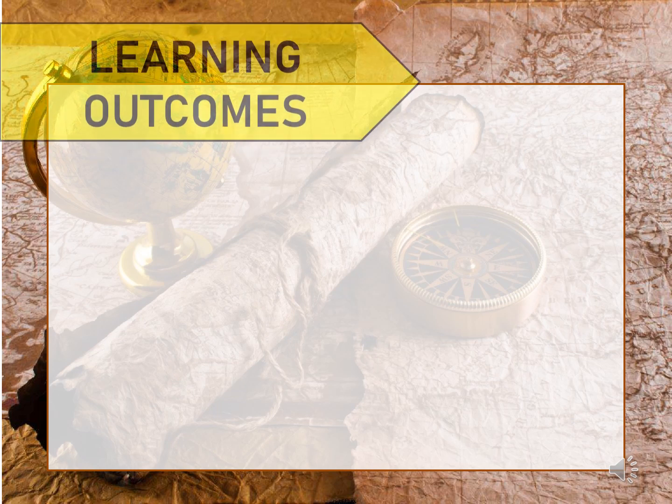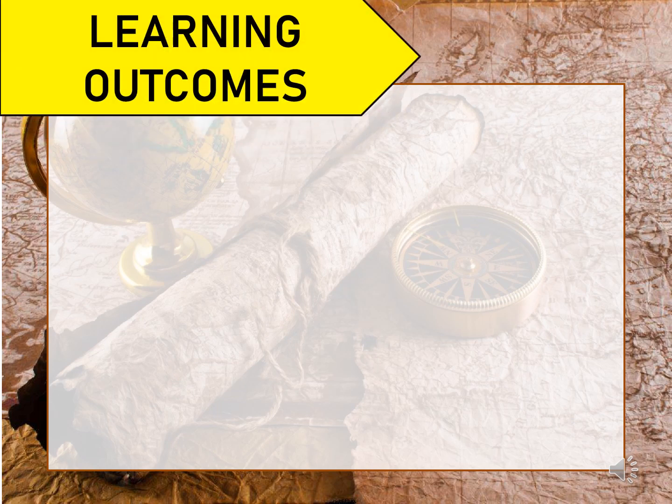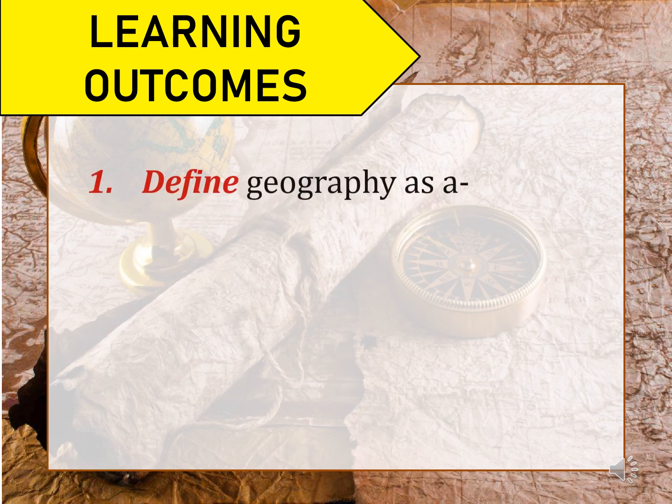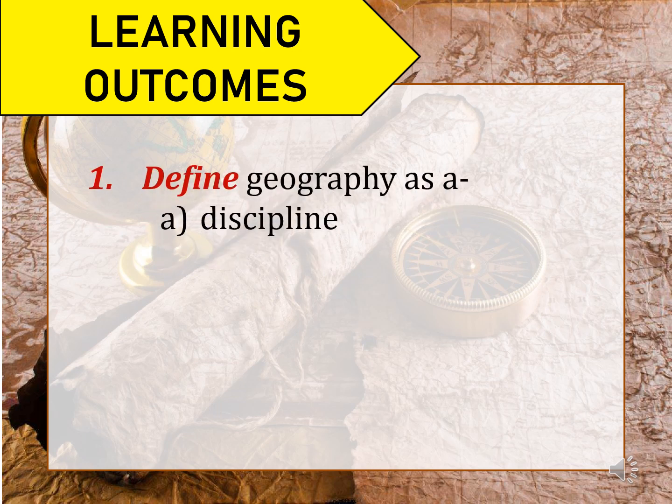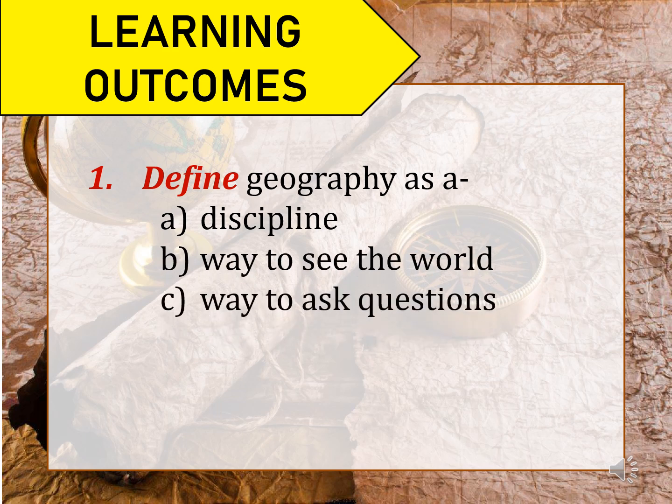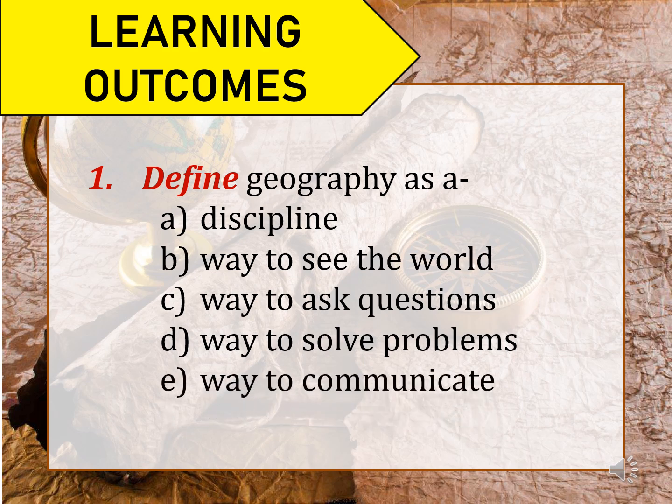Before we start with the content proper of this chapter, may I remind you of our learning targets or outcomes. These refer to learning expectations, be it tasks, products, performances, or any learning output that will testify how much you learn from this chapter. First, you are expected to define geography as a discipline, as a way to see the world, as a way to ask questions, as a way to solve problems, and as a way to communicate.